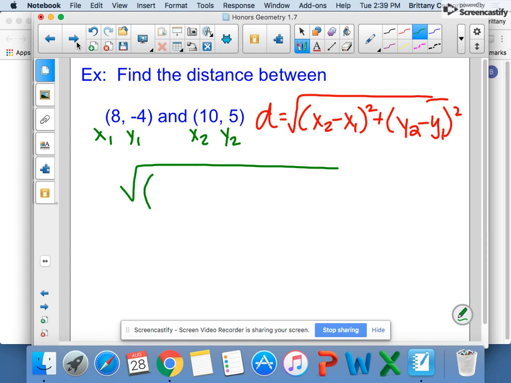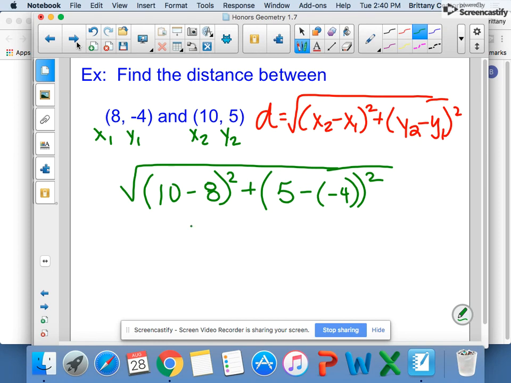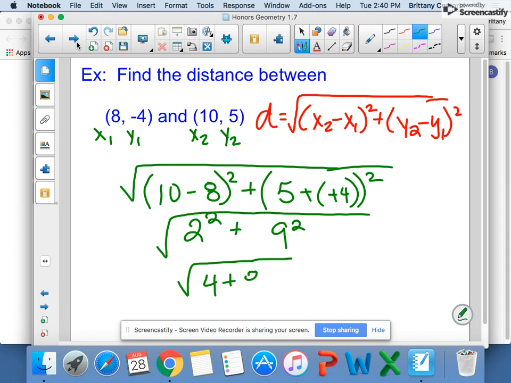So we're going to do x2 is 10 minus x1 is 8, that's squared, plus y2 is 5 minus y1 is -4, that's squared. And then we're going to simplify from there. So 10 minus 8 is 2 squared, plus 5 minus a -4 becomes 5 plus 4. So that's 9 squared. Then we've got 2 times 2 is 4, plus 9 times 9 is 81. And so then we get our distance is the square root of 85.